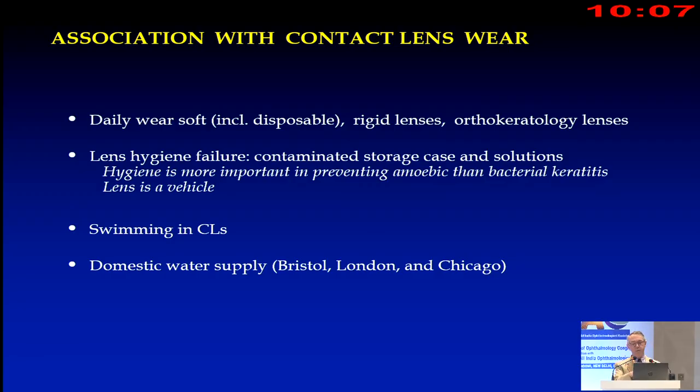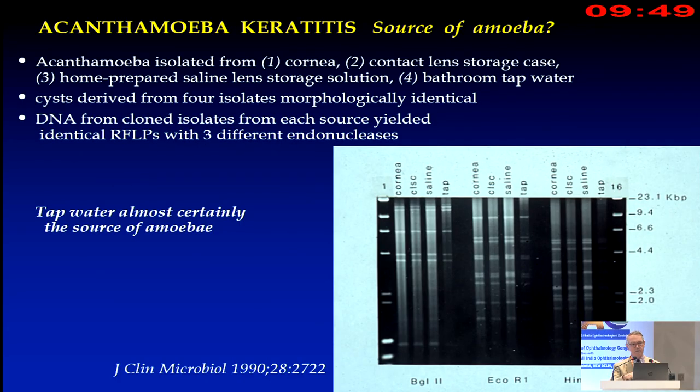And we know from separate studies in Bristol in the west of England, in London, and in the United States, that domestic tap water in sinks and in showers and baths is the most common source of amoeba in the patient's environment. This is work done, the date of the publication is 1990, 35 years ago. We discovered that tap water was a source of amoeba, and we're still having problems with this disease.